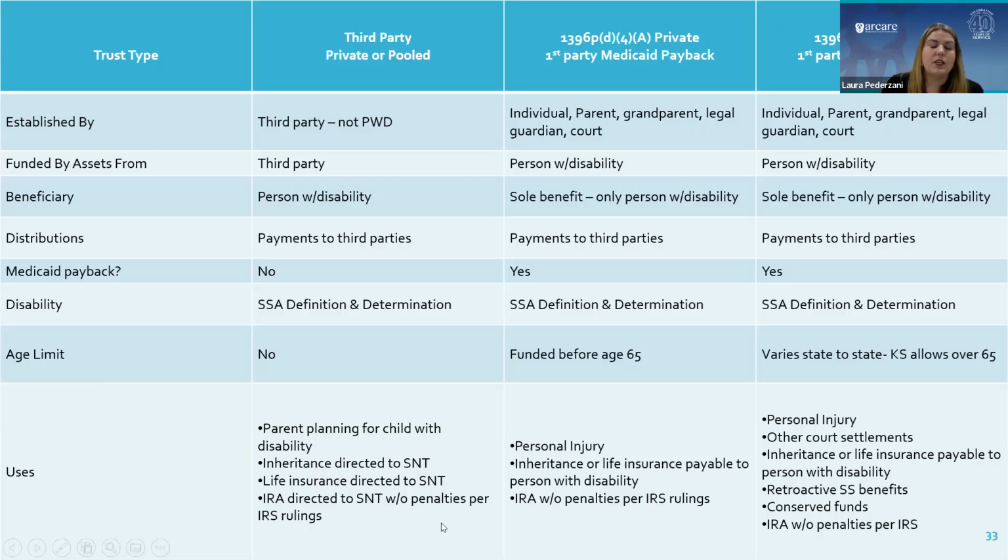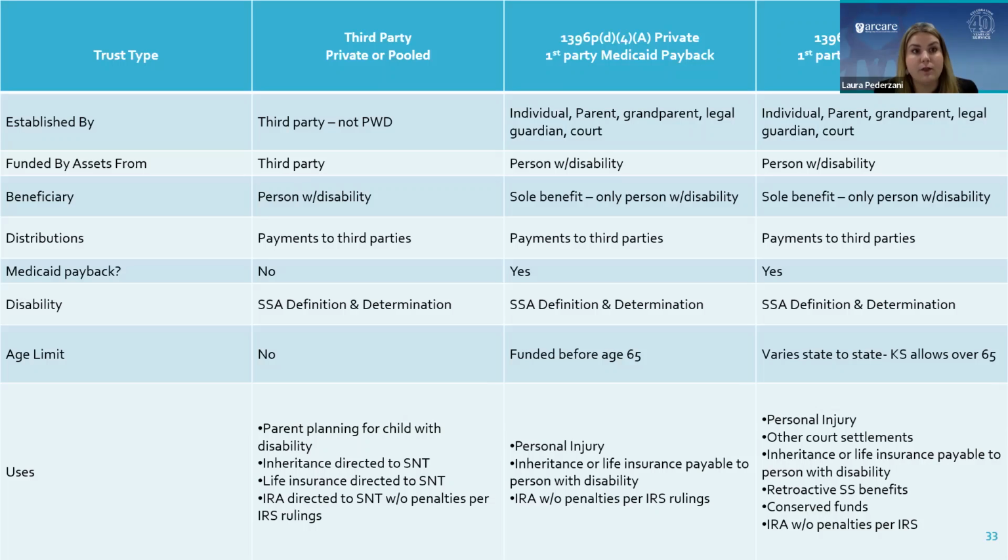So what are some of the uses, or how are those funded? We put down here in the uses tab the more common scenarios. A third party trust, private or pooled, is normally a parent planning for a child with a disability. It's an inheritance directed to the trust, a life insurance policy directed to the trust, or an IRA directed to the trust. For the private and pooled first party trusts, those have to be established with funds that are the individual with disabilities' assets. So perhaps they receive a personal injury settlement and then they're over-resourced.